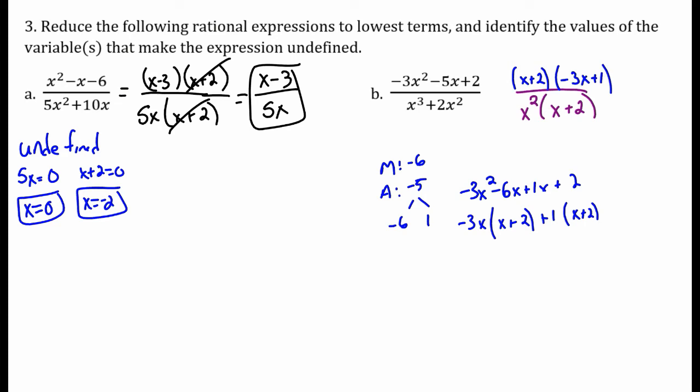So when is this undefined? It's undefined at x equals -2. And what about this x squared? That's x equals 0. If you plug a 0 in, what's 0 squared? 0. So that's when this expression's undefined, and we notice that we have a common factor here of x plus 2, so this expression is really equivalent to -3x plus 1 over x squared.